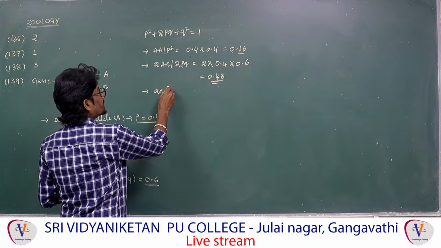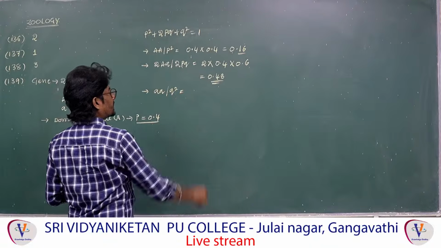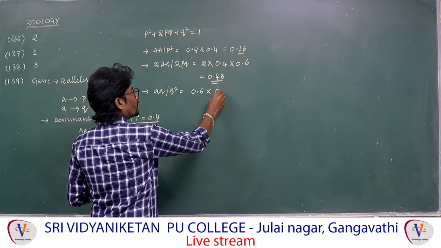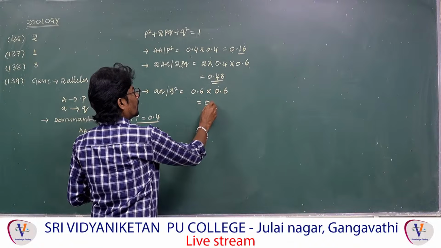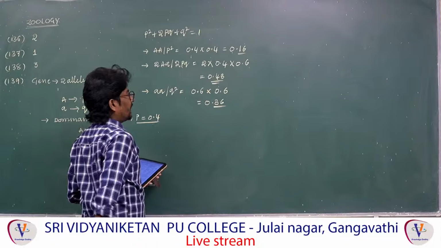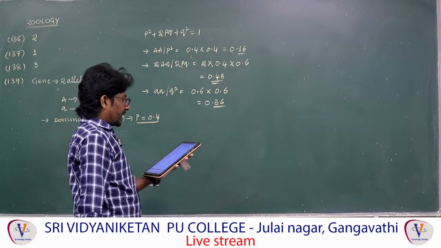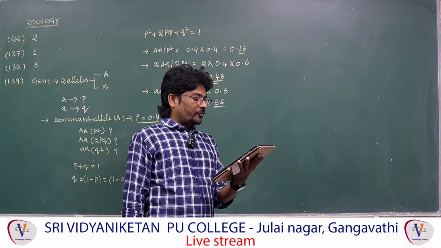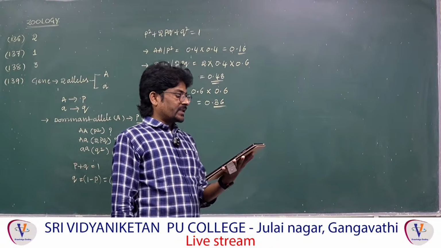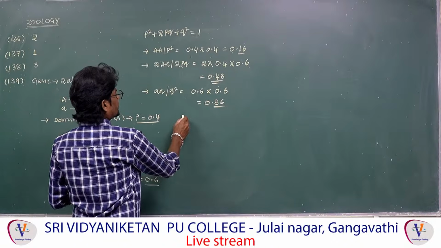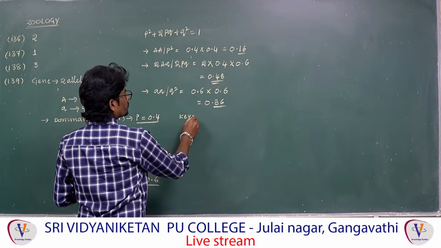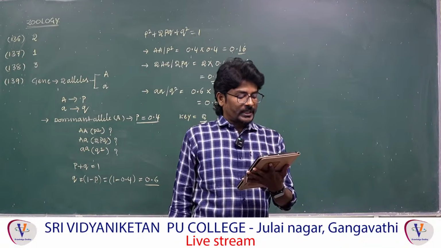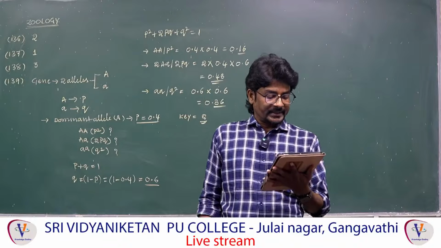And last one, the homozygous recessive frequency, Q square. The Q value is 0.6, so 0.6 into 0.6 is 0.36. So what should the answer be? The correct key answer is 0.16, 0.48, 0.36, which is option 2. Option 2 is the correct answer for question number 139, dear students.